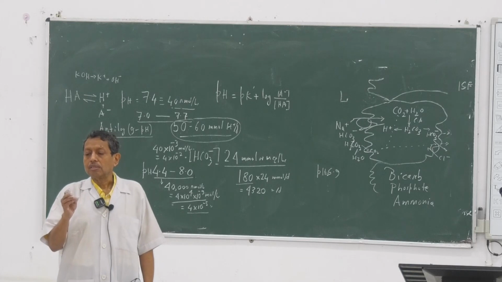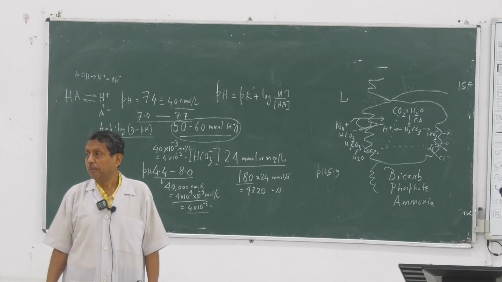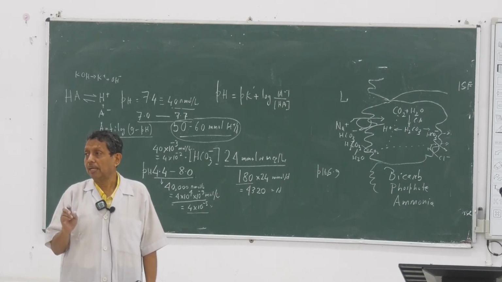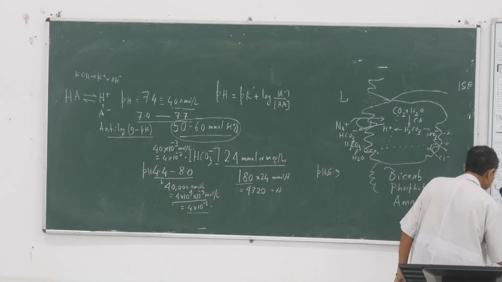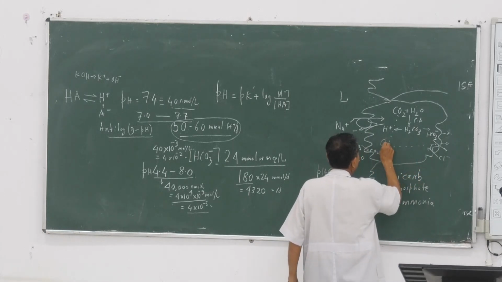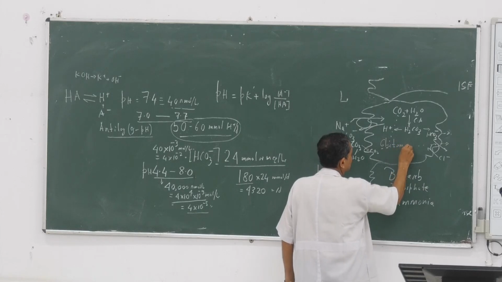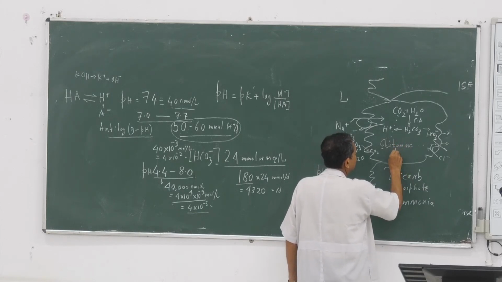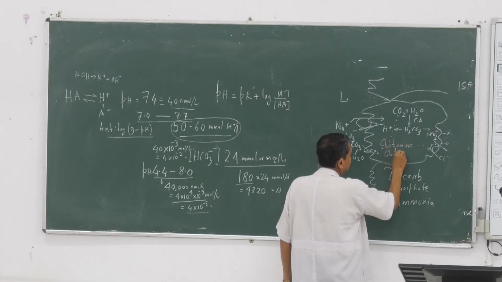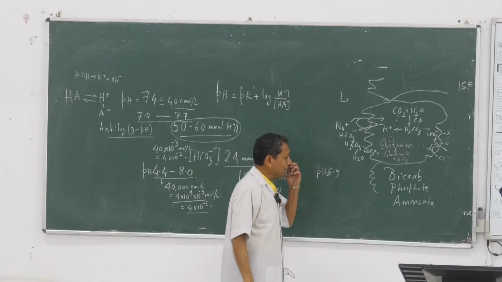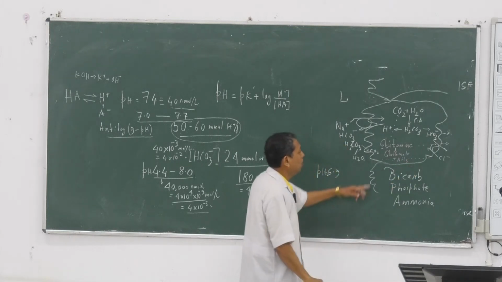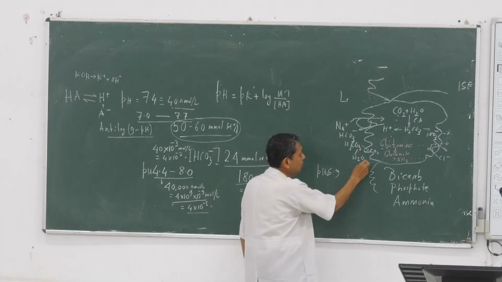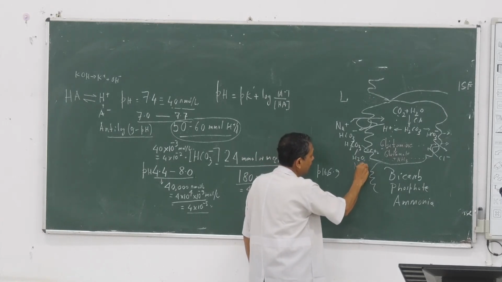Ammonia is freely diffusible through all the biological membranes. So whenever ammonia is produced within the cell, suppose from glutamine, it has a tendency to enter in this way and also in this way. And whenever NH3 comes into the lumen, it will react with hydrogen ion and form NH4 cation.